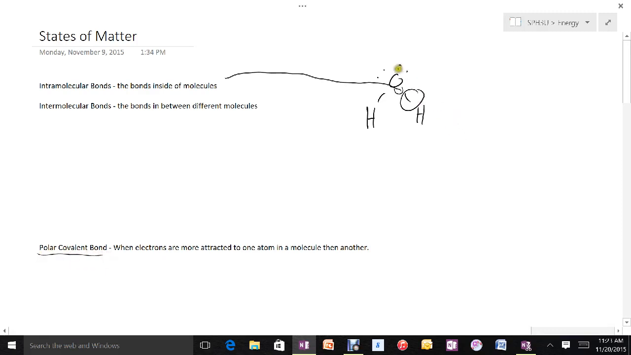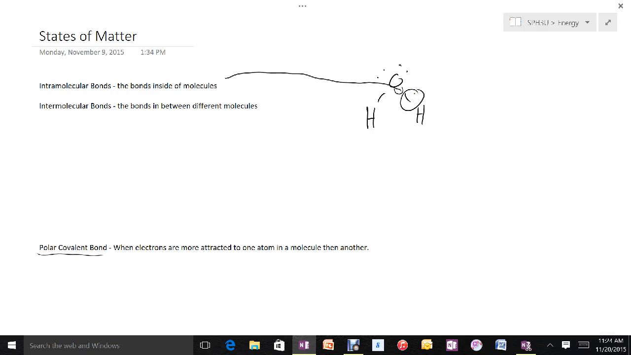So if we look at the oxygen atom and the hydrogen atom that make up water, what we can see is that the oxygen atom likes electrons a little bit more than the hydrogen atom. What that means is, well, the oxygen atom isn't strong enough to rip those electrons away from the hydrogen completely. The shared electrons in this bond that I've shown here like to spend a little bit more time around the oxygen than they do around the hydrogen.